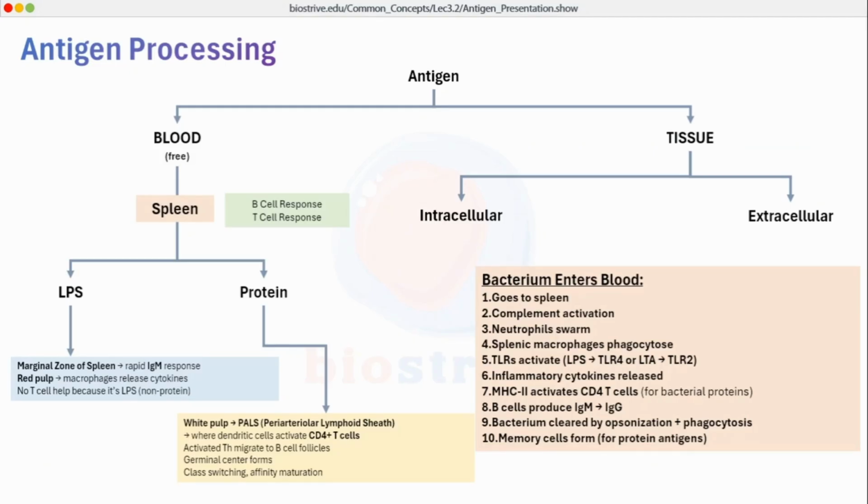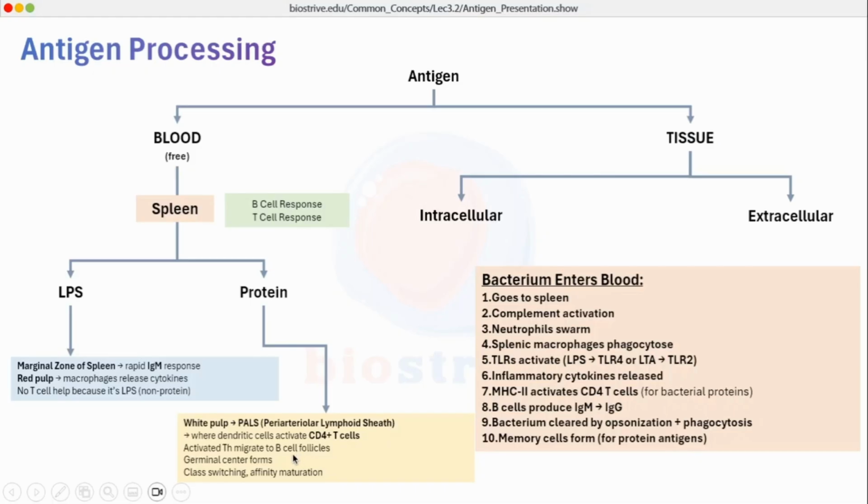So there will be a massive T cell response. These T helper cells will migrate to B cell follicles and initiate the B cell response. There will be generation of antibodies. There may be class switching, and there will be affinity maturation and a memory response as well.